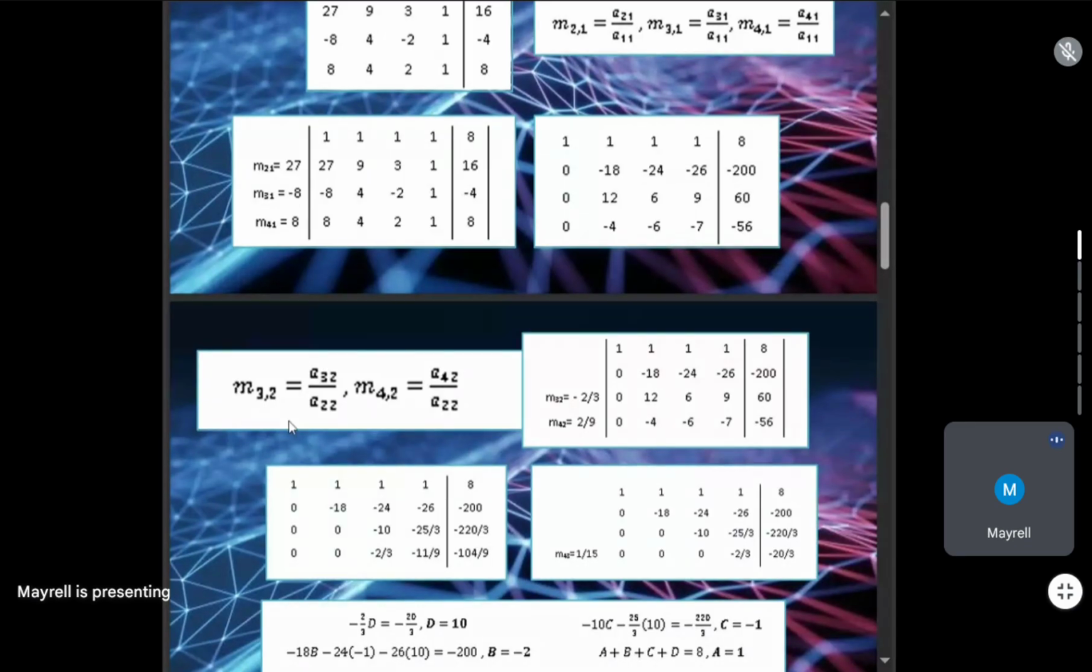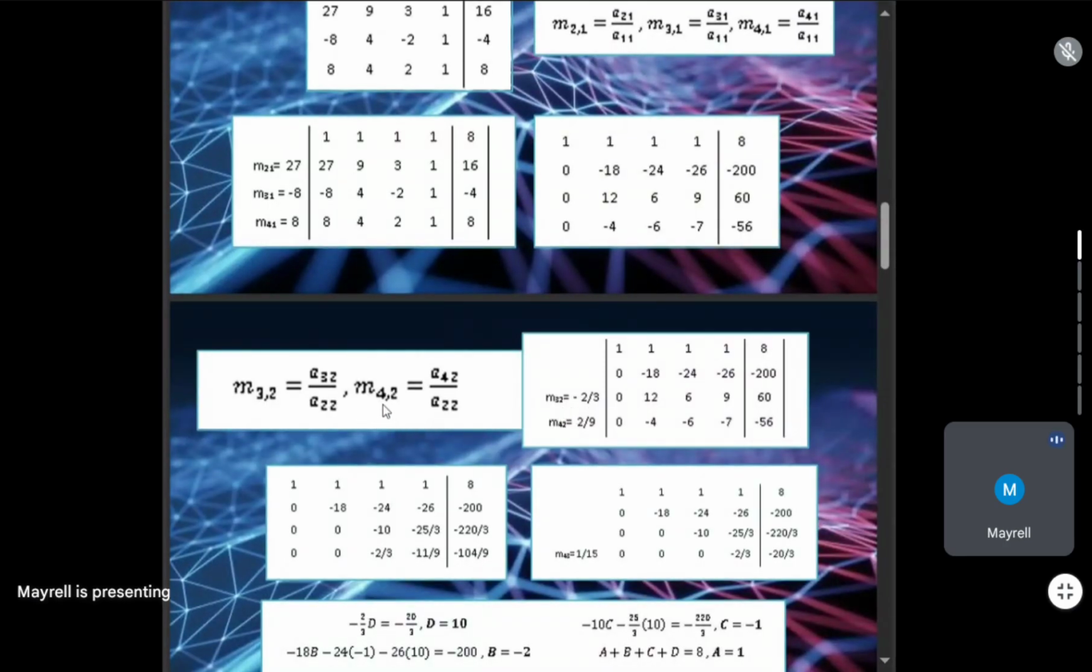So, M32 is equals to the element in A32 over A22. So, ano na ta? Gikan sa katong last na nato nga matrix katong na eliminate or na normalize na. So the A32 dire is 12 over A22 is negative 18. So we have here our M32, negative 2/3.